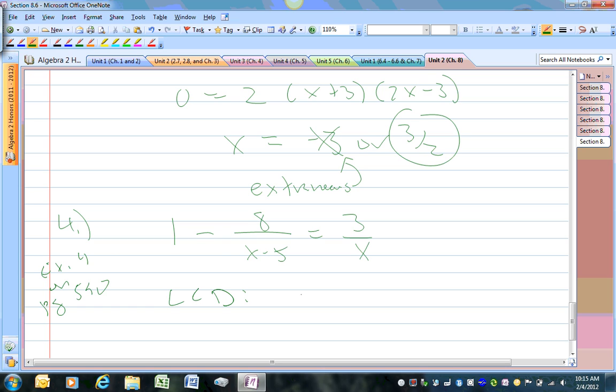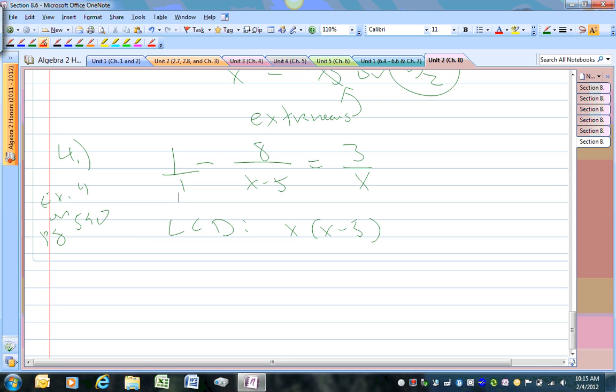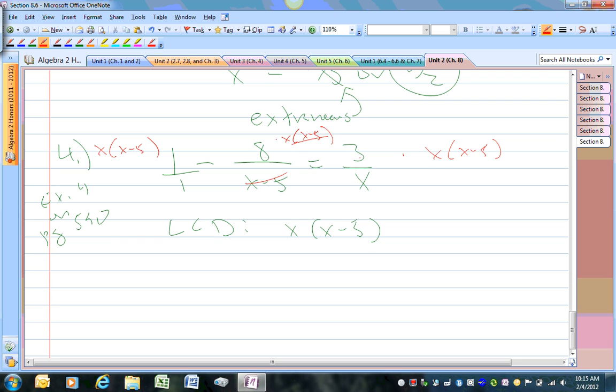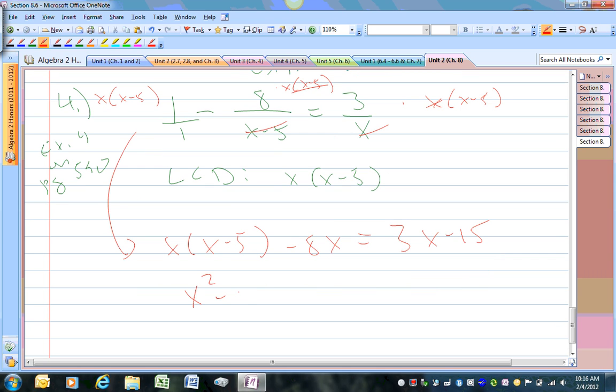So LCD for everything is going to be this, because you have x minus 5 and x, and 1 is just 1 over 1. Now bust it. Here's what we're going to do. I'm going to multiply this by x and x minus 5, multiply this by x and x minus 5, multiply this by x and x minus 5. Gone, gone, gone, gone. Let's take a look at it. You have x minus 5 minus 8x equals 3x minus 15. x squared minus 5x minus 8x equals 3x minus 15. Clean it up.